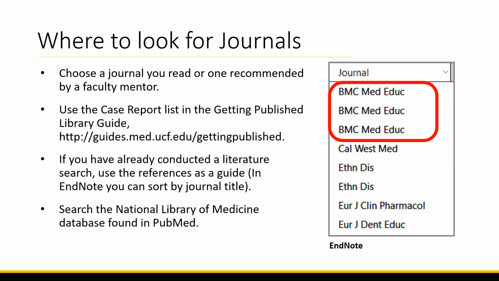Here are a few ways to find journals. First, choose a journal you already read or is recommended by a faculty mentor. You may also want to use the case report list in the library's Getting Published guide. If you've already conducted a literature search, use the references as a guide, and in EndNote you can sort by journal title. Search the National Library of Medicine database found in PubMed.